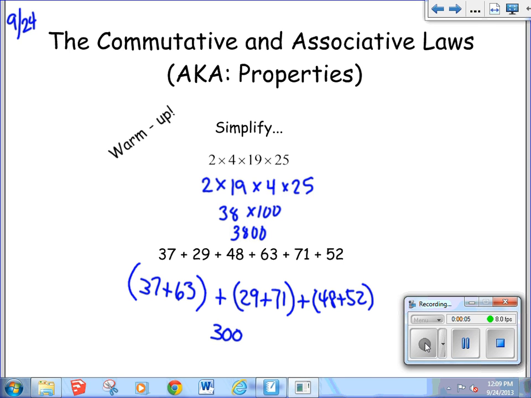So today's lesson is commutative and associative laws, and these are laws that help us work with the numbers in a more easy fashion. They all go to 100.